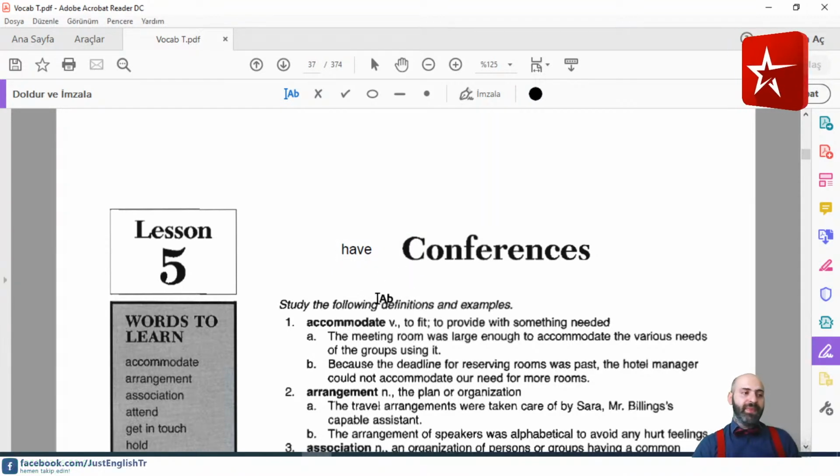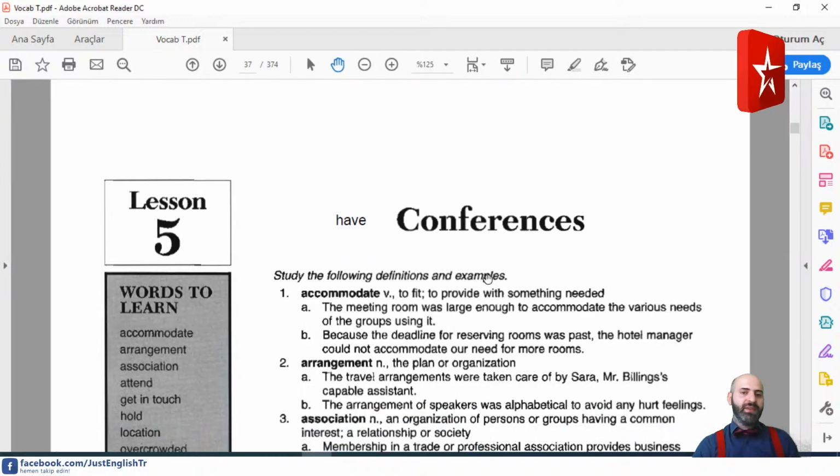Okay. The next thing that we are going to focus on is the word accommodate. Accommodate, it is a verb, and if you want to use the noun form, it is accommodation. It means to fit, to provide with something needed. Usually we use accommodate when we are talking about a place to stay or maybe a place for something else. We have got two example sentences over here. Sentence A says, the meeting room was large enough to accommodate the various needs of the groups using it. So the room was very big and it was big enough to meet all the requirements, whatever they needed.